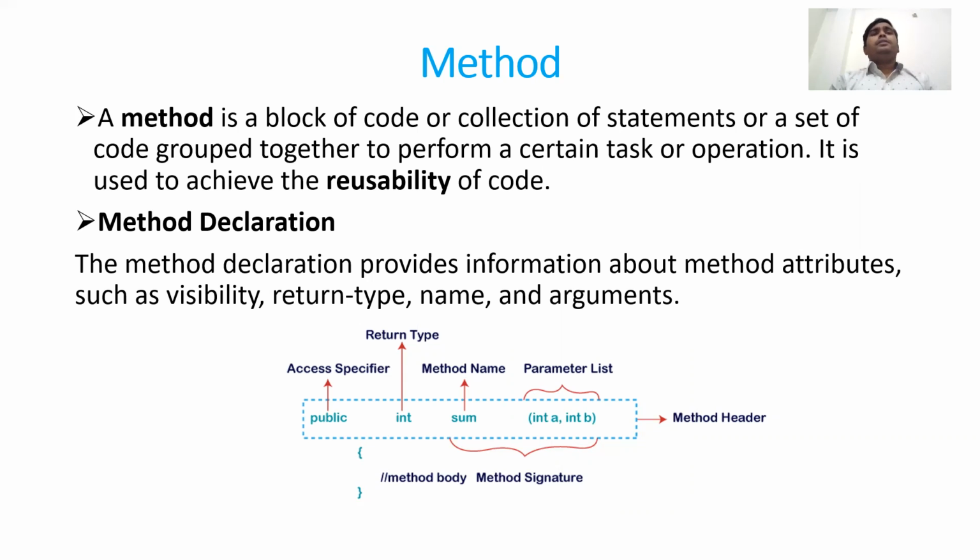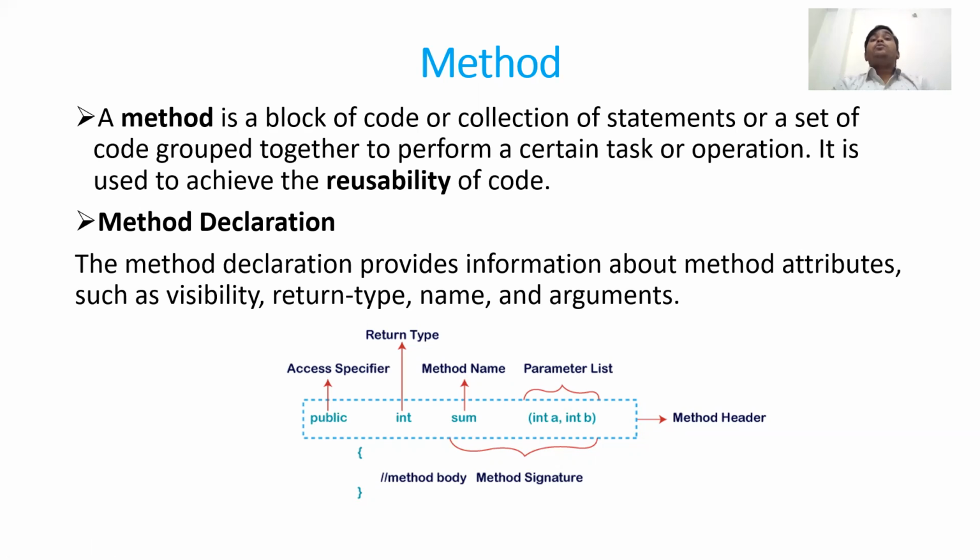Method declaration. The method declaration provides information about method attributes such as visibility, return type, name, and argument. Here, first of all, you can see that public is called the access specifier or access modifier. It can be private, protected, and then we can assign return type. It may be integer, float, double, string, or character. Then we have to assign the method name. Here, sum is the name of method. We can assign sum1, sum2, and it needs to be logical.